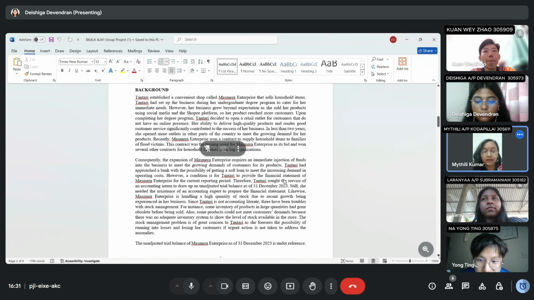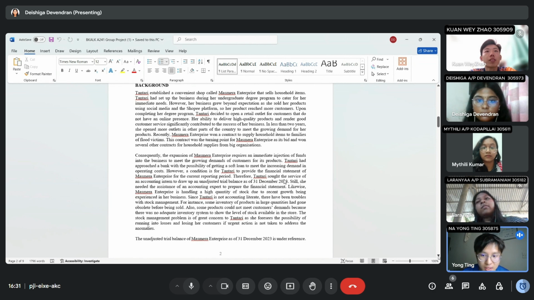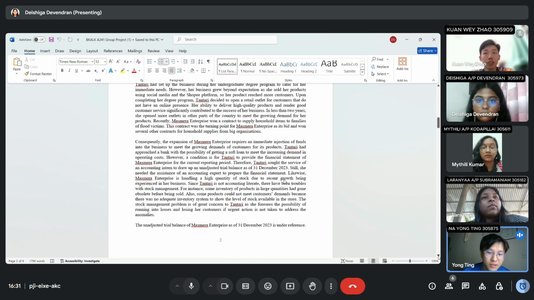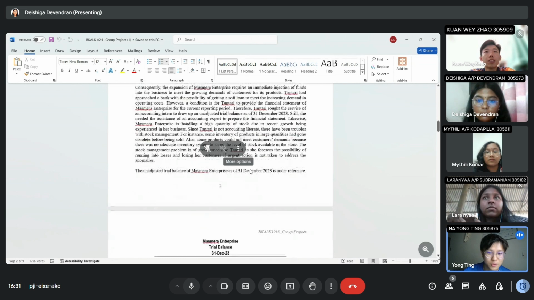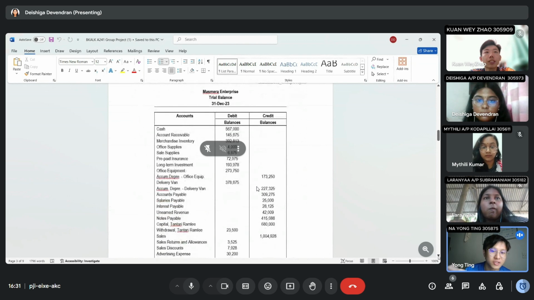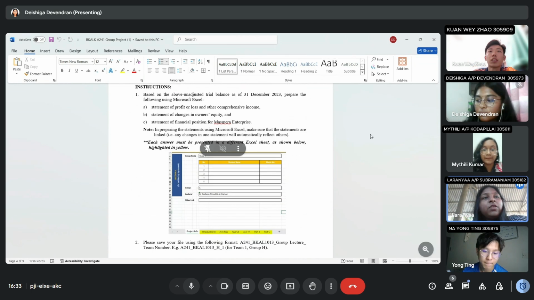But currently, her company requires an immediate injection of funds to meet the growing demands of the customers. She has approached the banks to get loans, but because of this, she still needs the assistance of an accounting expert to prepare the financial statements. So our discussion today is about helping to prepare the financial statements. First, this is the trial balance, and we will go straight into the first question. So Larania, I'll pass it to you.